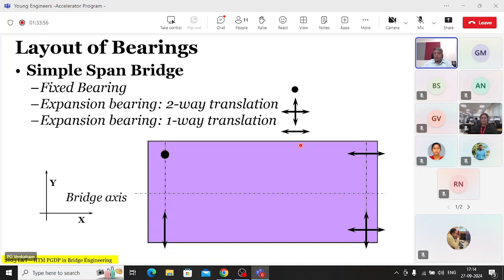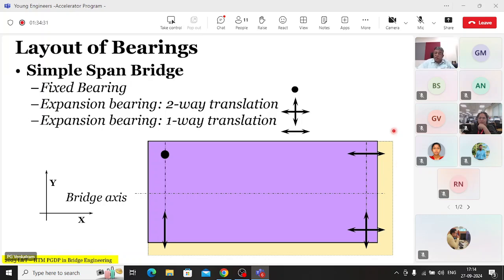And when you look at these bearings in pair, this bearing does not allow movement in that direction. This also does not allow movement in that direction, but this bearing allows movement in this direction and this direction. So if such a bridge deck has an expansion, what can cause expansion? Say a temperature rise takes place. The bridge is free to expand and it will expand in this fashion. In this direction also it can expand and in that direction also it can expand.